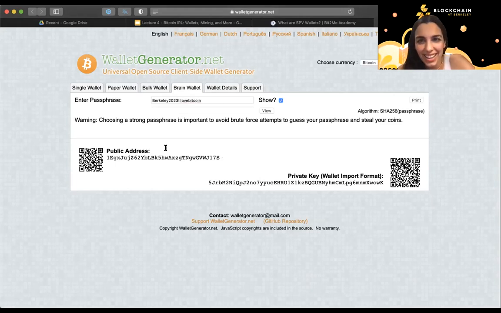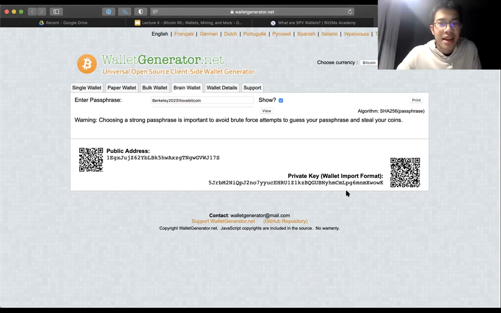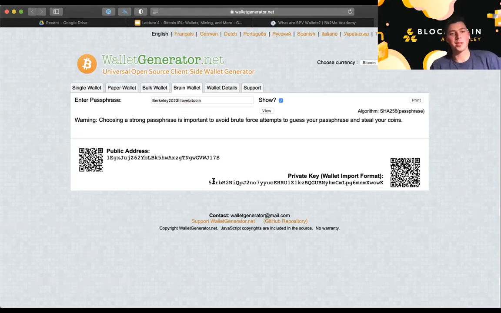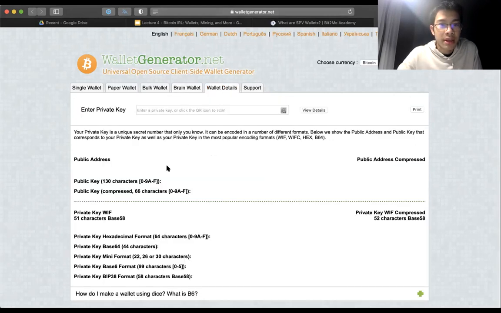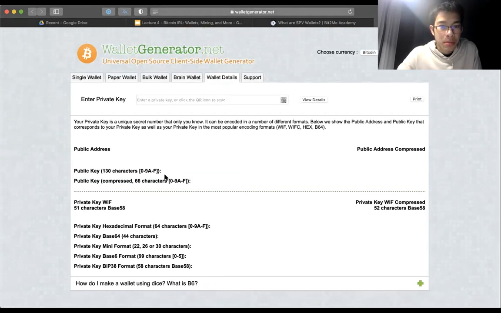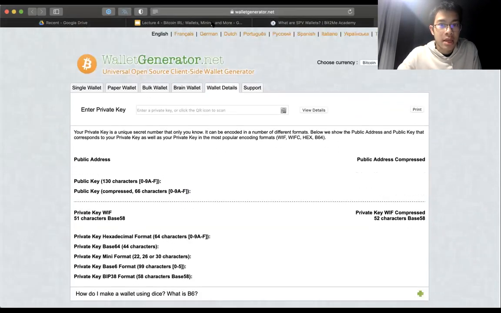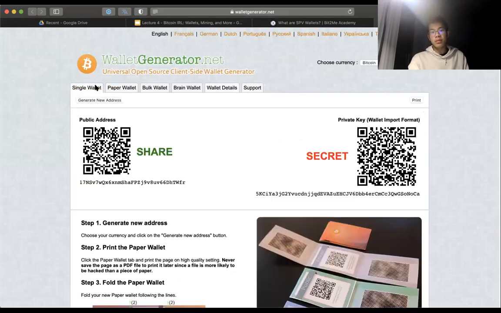Now we have a public address and a private key. Nate, you want to memorize that? Yeah, I got it. You got 5JR. PM2NIQP. Let's look at the details of the wallet. Public key. Did everyone make a wallet yet?